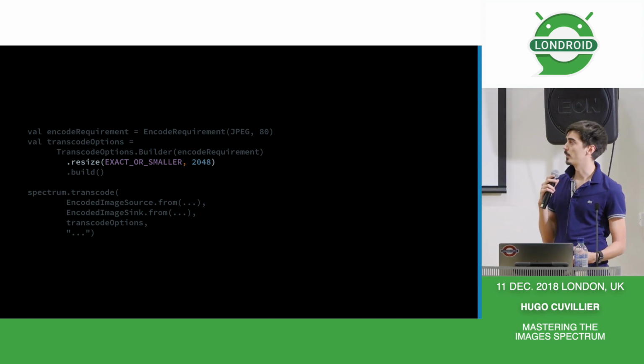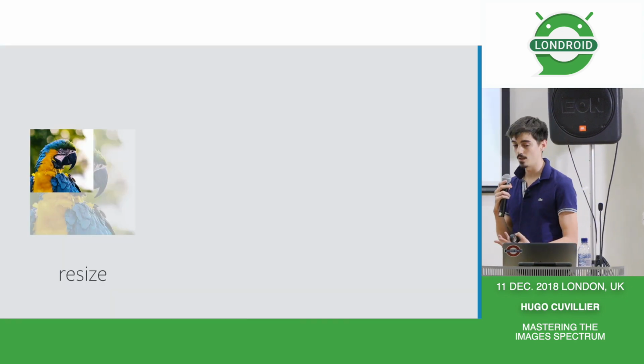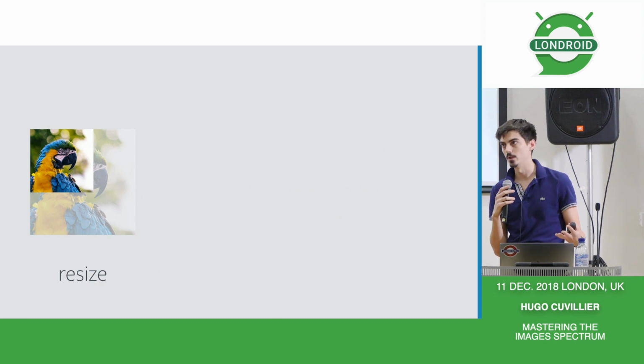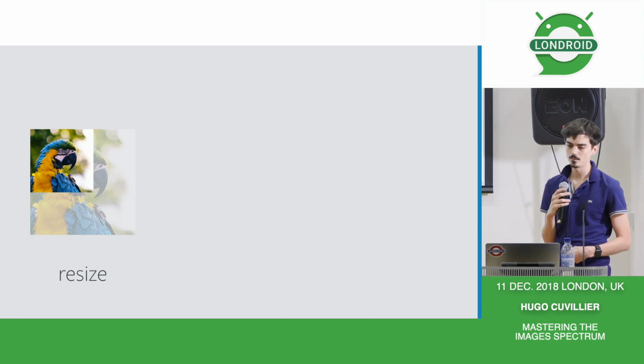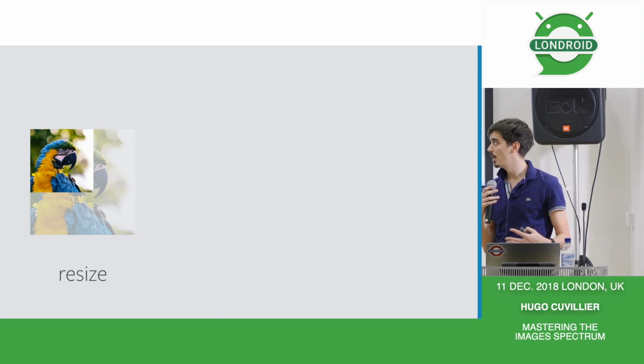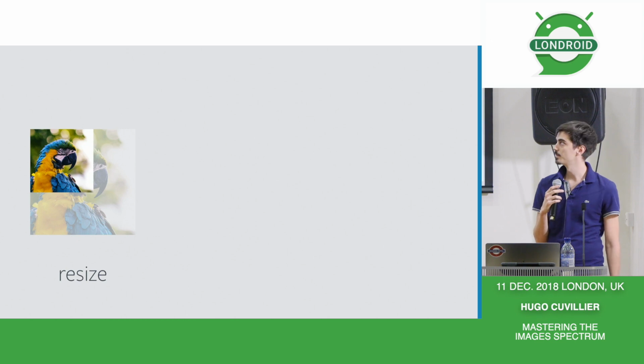Spectrum allows for three types of transformations, as we've seen here. First we've got resize. Essentially here you're going to provide a size that you don't want your final image to exceed. Spectrum, being specifically built for images that we're going to upload, will never actually upscale your image. So it's more of an upper limit than anything else.